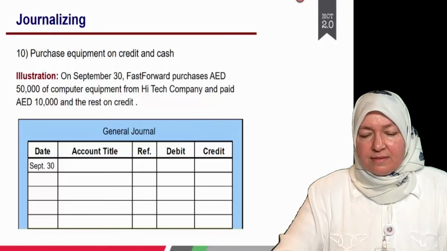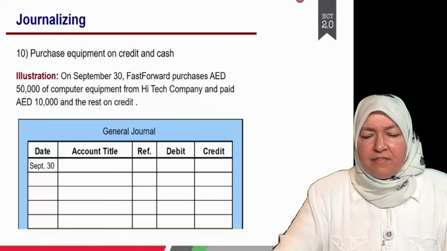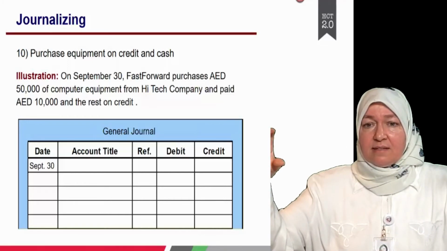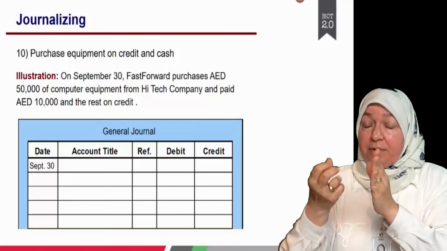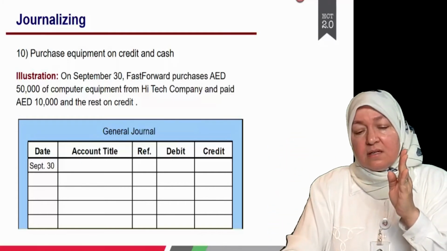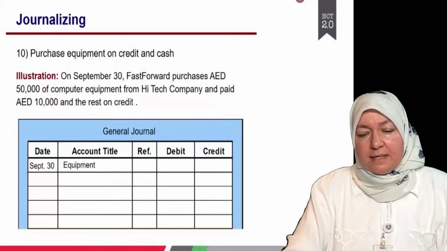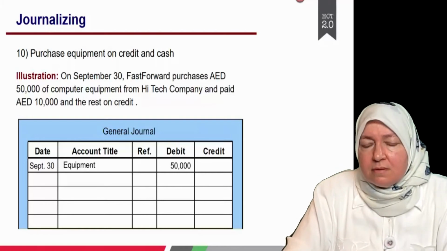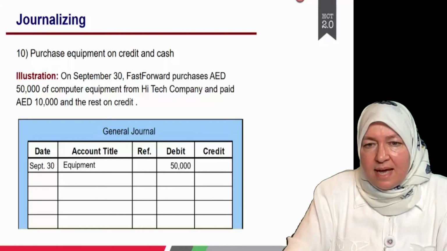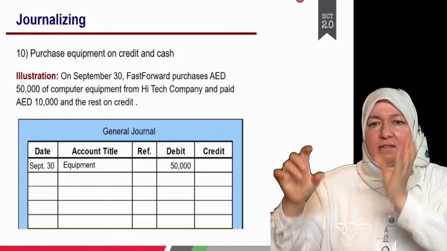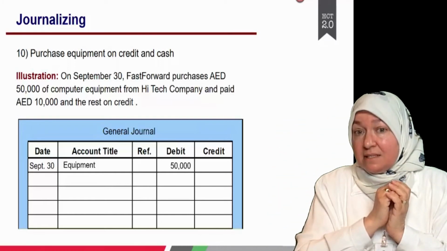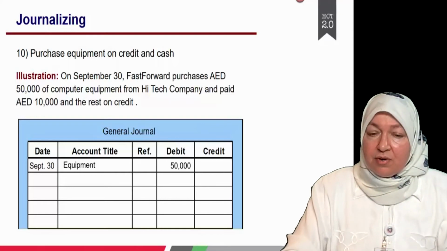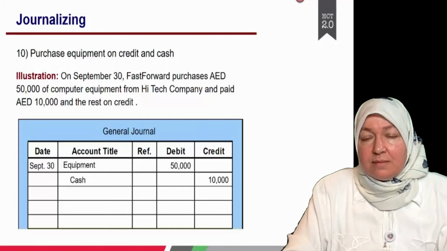On September 30, Fast Forward purchases 50,000 of computer equipment from High-Tech Company and pays 10,000 and the rest on credit. Okay, we have here purchases of 50,000 of computer equipment. Equipment is an asset, it's a debit balance, and we are purchasing, so it's debit once again, the same as its normal balance. So equipment is 50,000. What's the credit side? We've paid 10,000 cash. So cash is an asset, and its normal balance is debit, and we are paying, so it would decrease, so it would be credit by 10,000. So cash credit by 10,000.